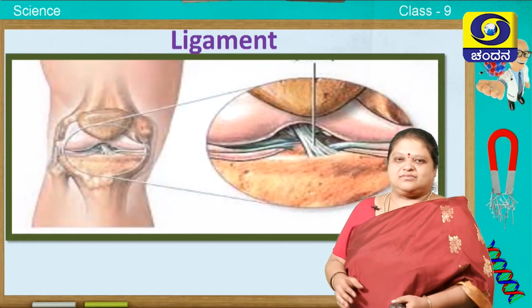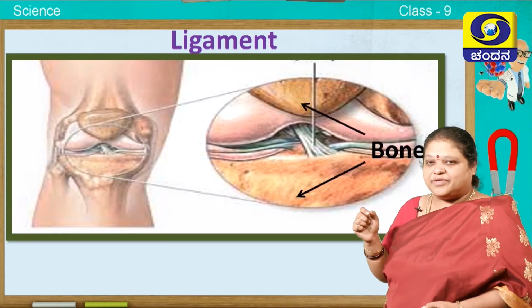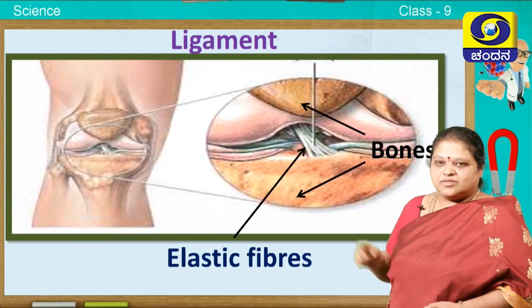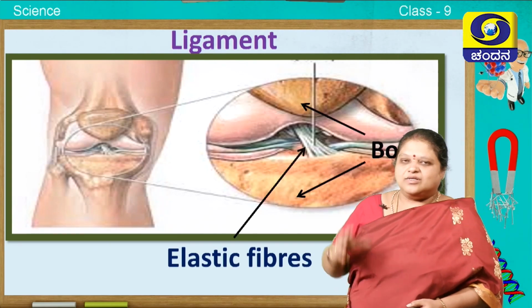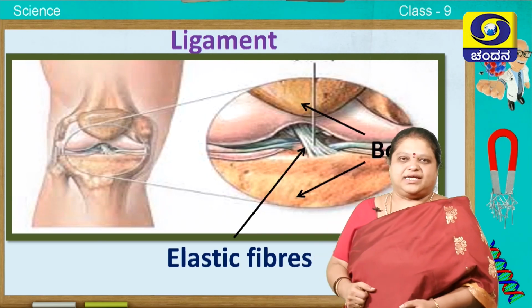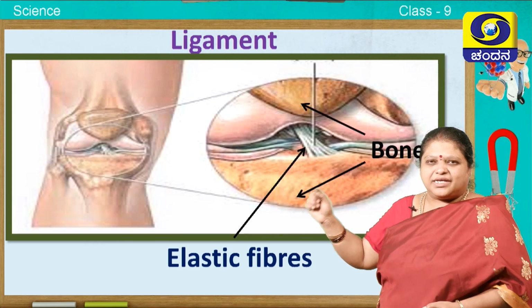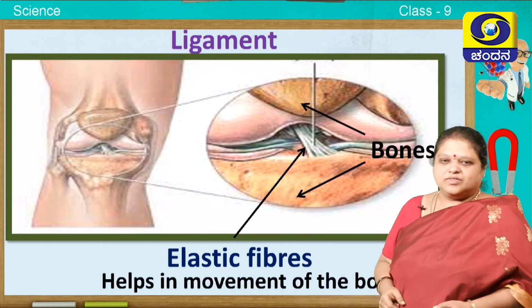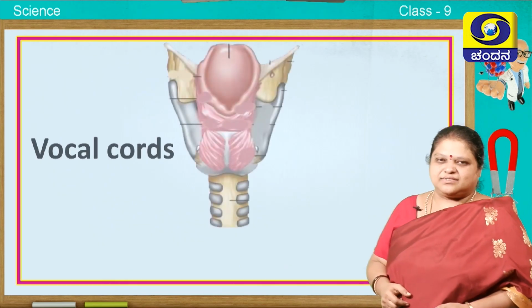Now let's look at these ligaments. Ligaments are usually present between two bones. They are basically made up of elastic fibers, so they are slightly flexible in nature. So that is about these tendons and ligaments.